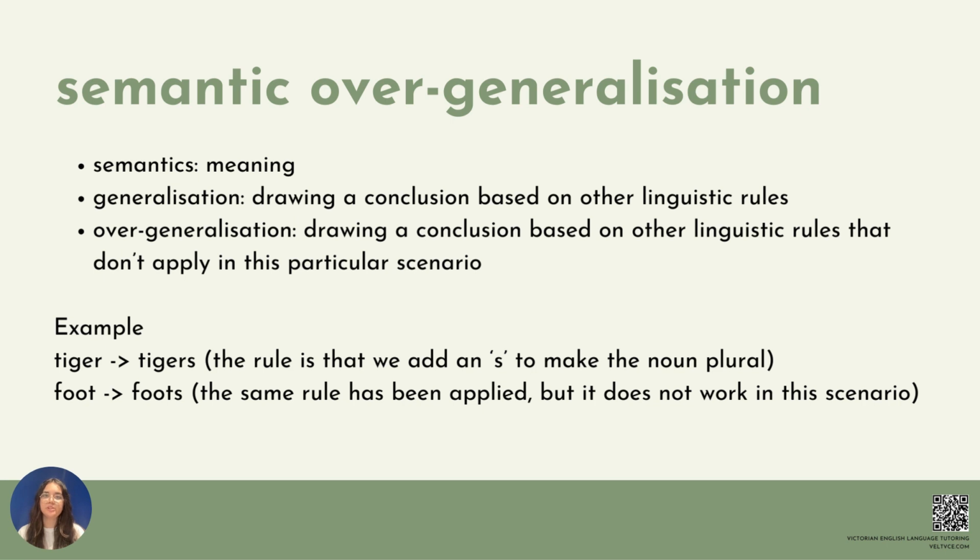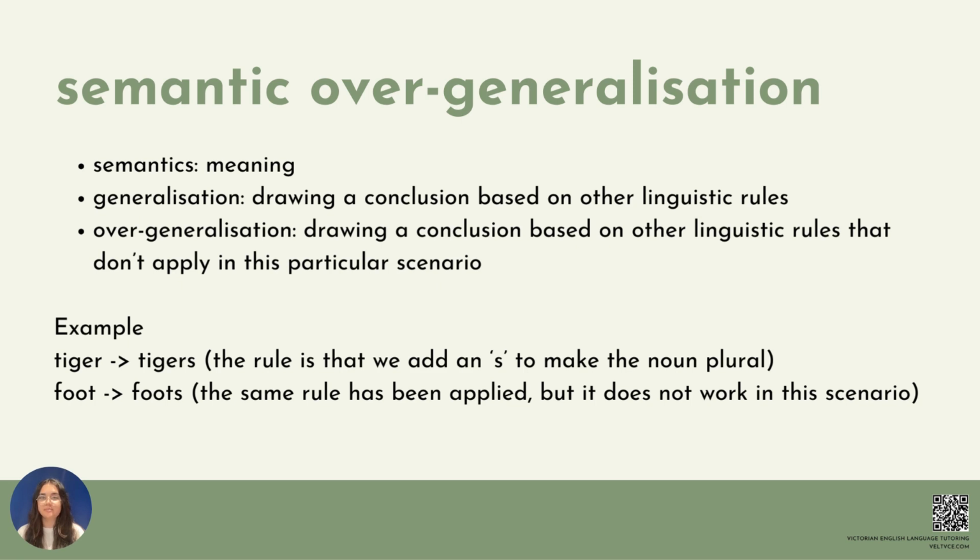This is really common with child language acquisition. When they are learning languages, they will take a semantic rule and just apply it to everything, which is often why you hear children saying foots instead of feet. They see the morphological process, tiger to tigers, and then they just apply that morphological rule to everything.